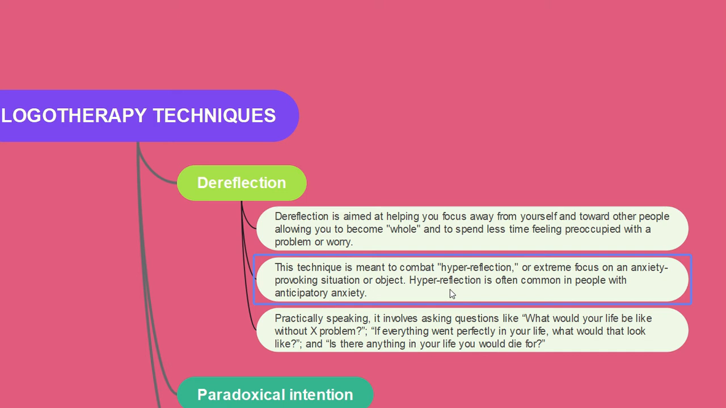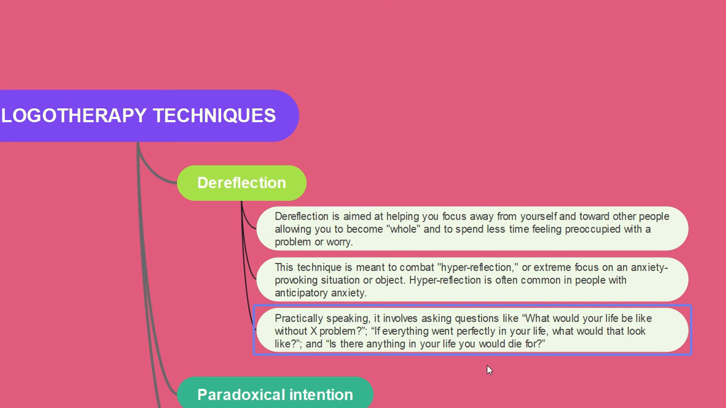Hyper reflection is often common in people with anticipatory anxiety. If you are having anxiety on any issue, you can use this technique of dereflection and you can overcome it. Practically speaking, it involves asking questions like, what would your life be like without the X problem? If everything went perfectly in your life, what would that look like? And is there anything in your life you would die for?